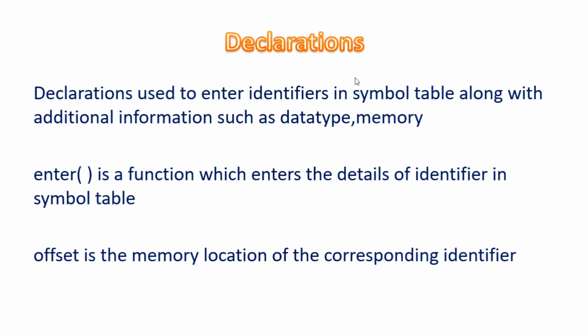And what is meant by declarations? In general, a declaration is used to enter the identifiers in the symbol table. That means identifiers have to be kept track of inside the symbol table for the whole program. And any additional information connected with these identifiers has to be stored in the symbol table. The additional information means data types, memory locations, and any pointer associated with that; all these things are called additional information. And there is a procedure or function called enter, which makes entries in the respective symbol table of the identifier. And offset is called the memory location for the corresponding identifier.